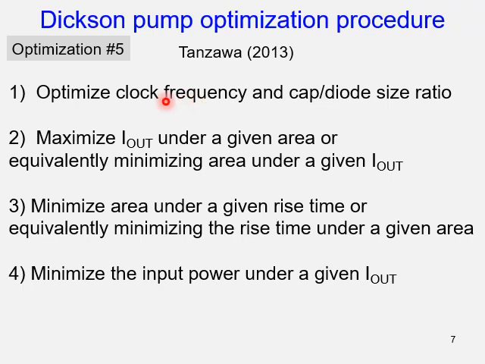Okay, in optimization number 1 through number 4, I assumed the slow switching limit, or a low clock frequency case. However, you may want to optimize the clock frequency as well as the number of stages and the stage capacitor size. How should we do that? This is the approach to proceed.